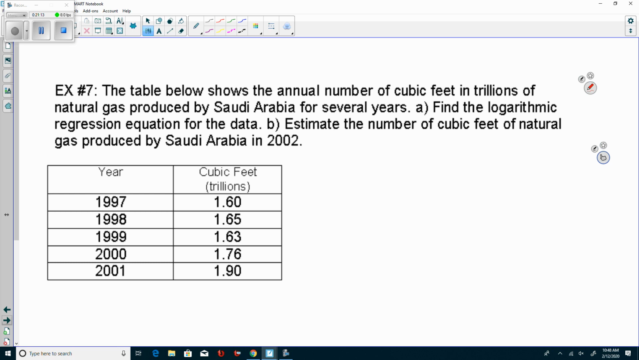All right, so let's do this in the calculator. We're not going to be able to do this manually like we did the exponential one because of the reflection over the y equals x. So let's plug this in with this year being 0, and see if you can get your logarithmic regression equation. Yep, 7, 8, 9, 10, 11, because 1990 equals 0.